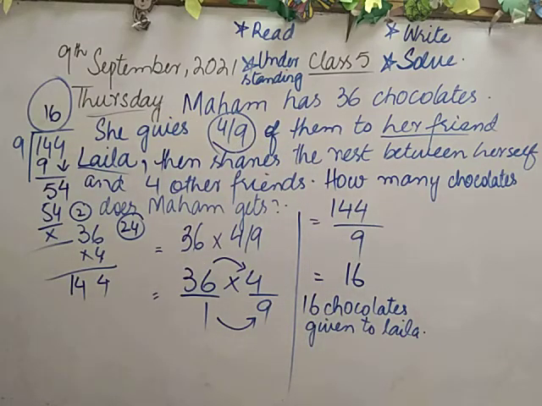Now class, we have the next step, which is how many chocolates are still left? 36 total थी, जिसमें से 16 उसने लैला को दे दी. How many are left? Very good. 20. So we will write 20 chocolates are left.